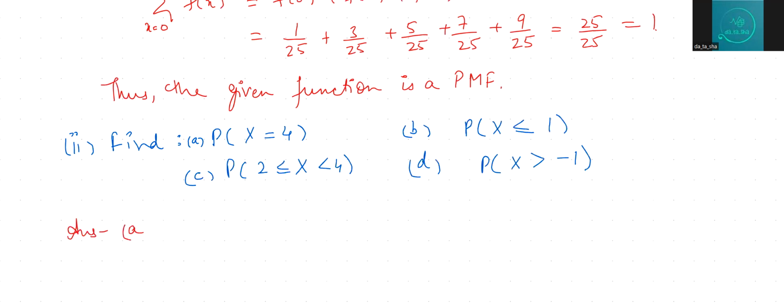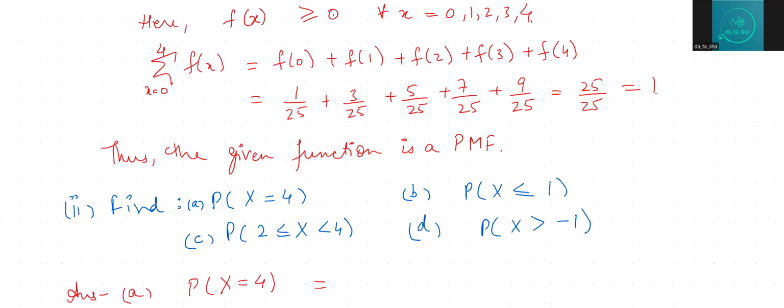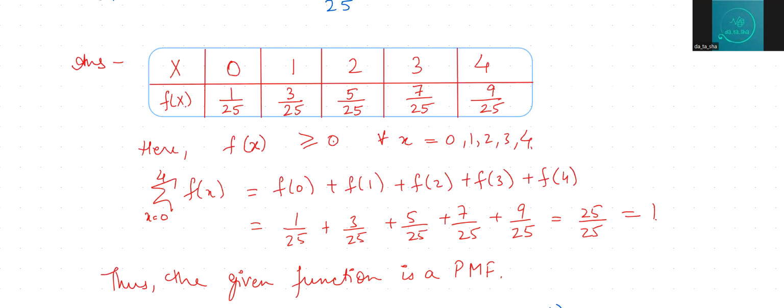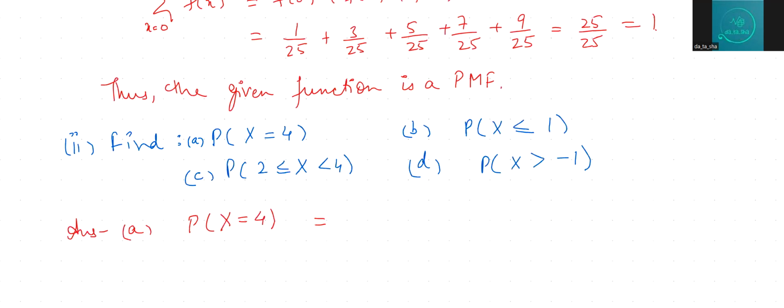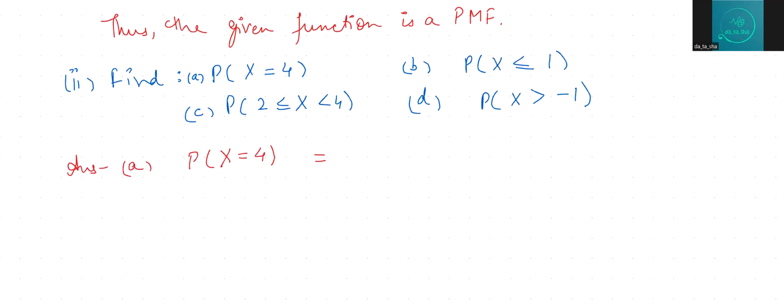Because X is a discrete random variable, P(X = 4), from the table we can easily calculate, is nothing but this f(4). So I can write this as 9 upon 25. Now the B part states P(X ≤ 1).